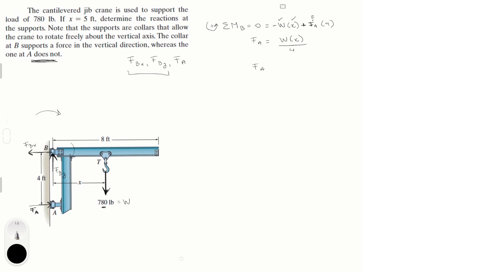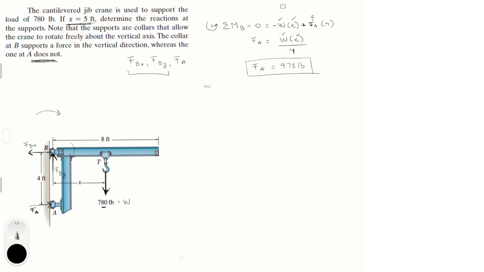So we plug the numbers in, and we should get that this is equal to 975 pounds. Again, the weight is 780, X is 5 feet given by the problem, and 4 is the distance from B to A. So we have the reaction at A.